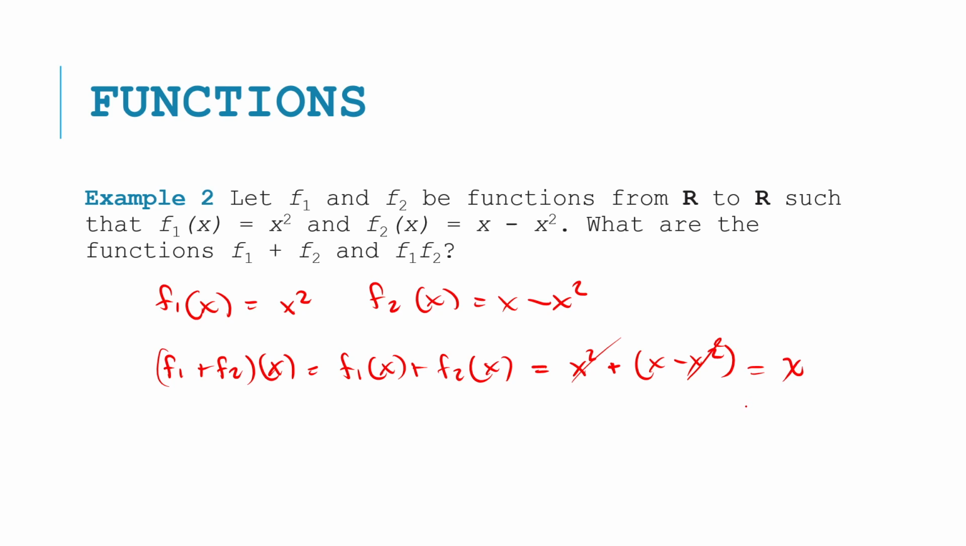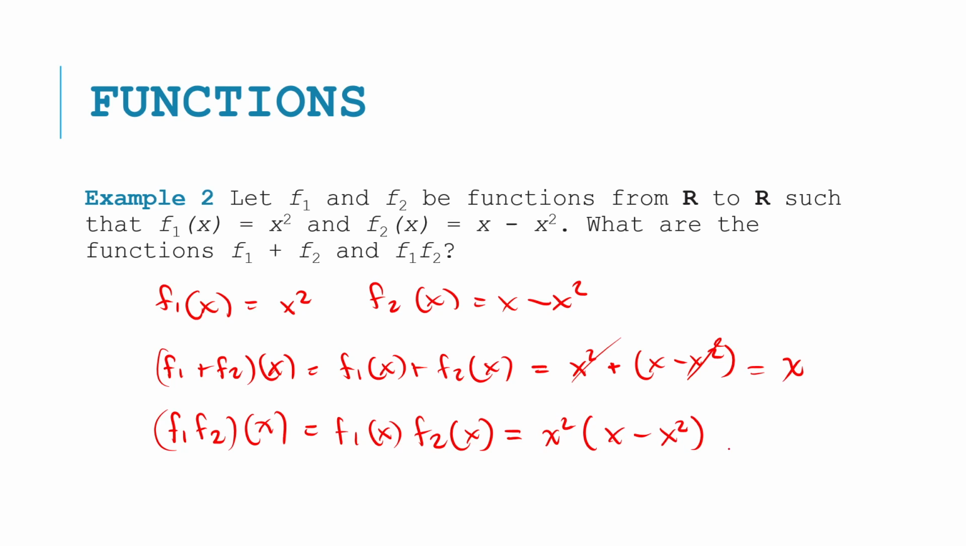So the sum of f sub 1 and f sub 2 is equal to x. Now, if we want to find the product of f sub 1 and f sub 2 of x, that's simply just the product of f sub 1 of x and f sub 2 of x. And this would give us x squared times x minus x squared. Simplifying this, we distribute x squared, so that would give you x cubed minus x raised to 4.